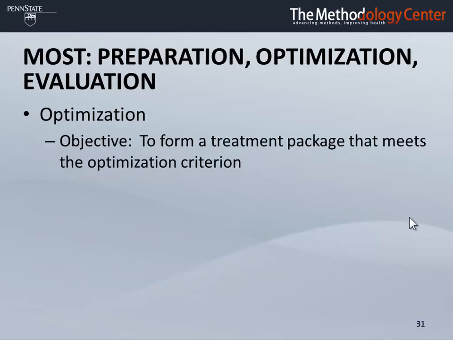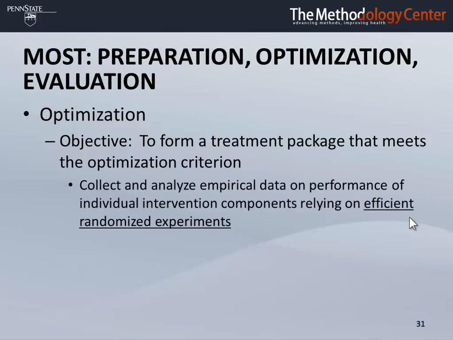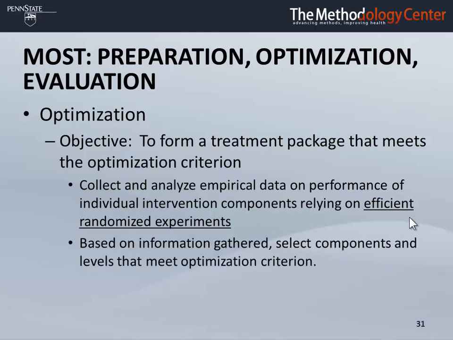So that was preparation. So now optimization. The objective of this phase of research is to form a treatment package, an optimized treatment package. So I'm going to spend some time talking about exactly how you do this in just a minute. But the idea here is to conduct experimentation and then analyze the data. And that gives you the information you need about the effectiveness of each intervention component. And then based on that information, you'll select the components and component levels that will build an intervention that meets the optimization criterion.